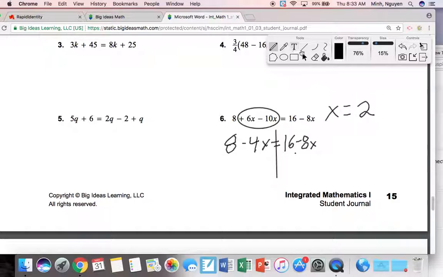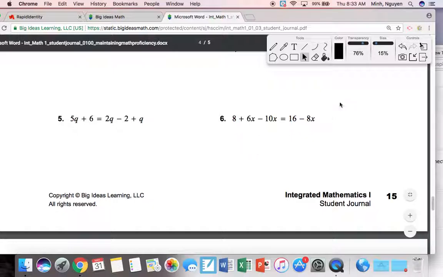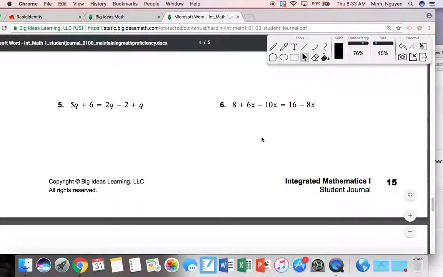If you double check your work, the answer is right there. So let's see, 8 plus 12 is 20. 20 minus 20 is 0. 16 minus 16 is 0. Yep, that makes sense. Moving on.